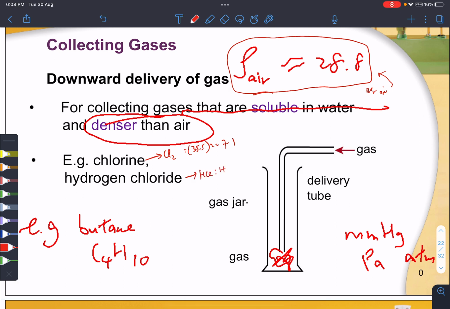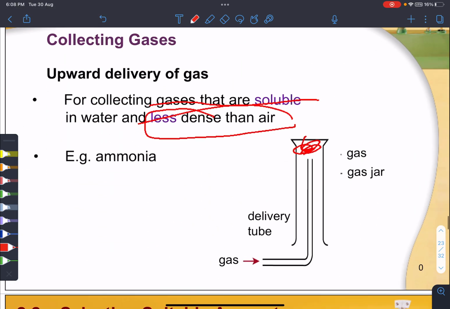Hydrogen chloride is 1 plus 35.5, 36.5. So as long as you're dealing with a gas that's very heavy, you can do downward delivery. And of course, if you have downward delivery, confirm got upward delivery, right? Same thing, upward delivery. Cool.